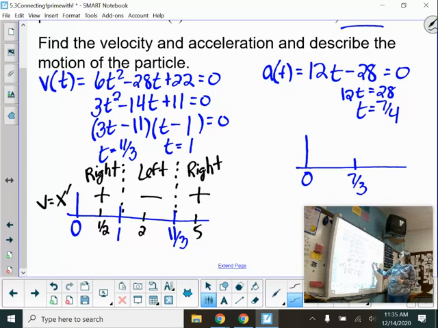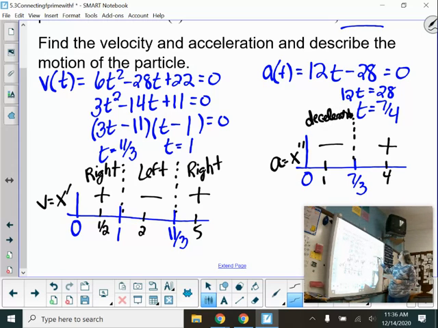7/3. If I'm looking at the a, which is the x double prime, I can pick 1 and 4 as my values that I plug in. If I plug in 1, 12 times 1 minus 28 is negative. If I plug in 4, 12 times 4 minus 28 is going to be positive, which means this is going to be concave down and concave up.